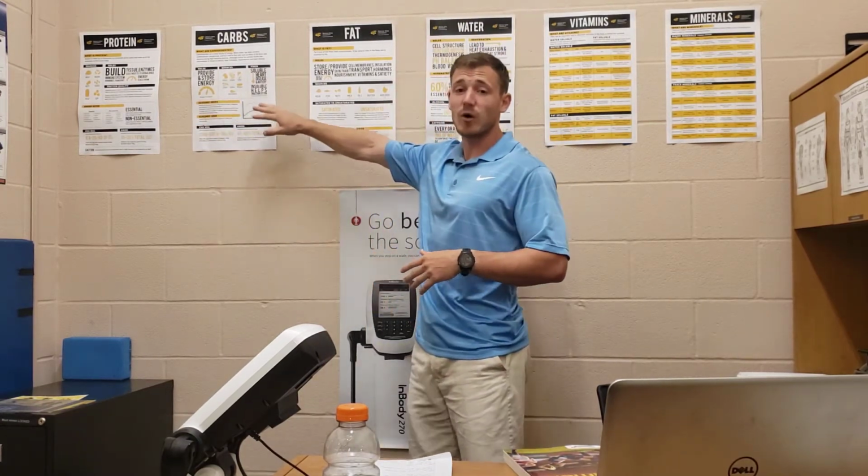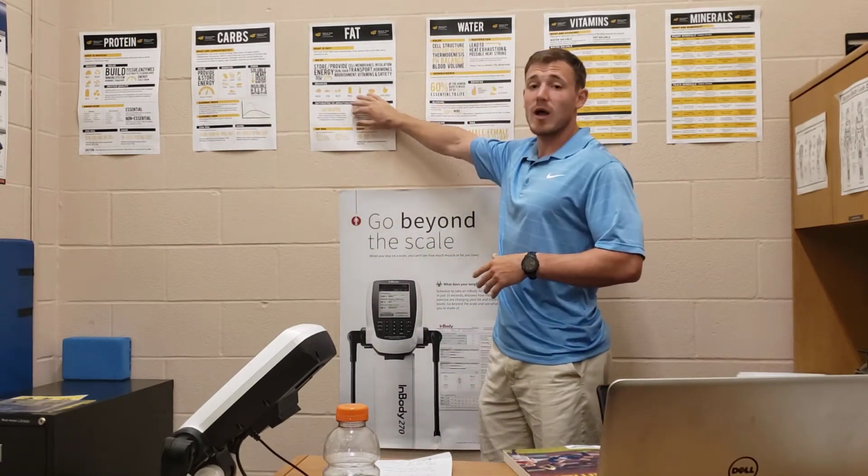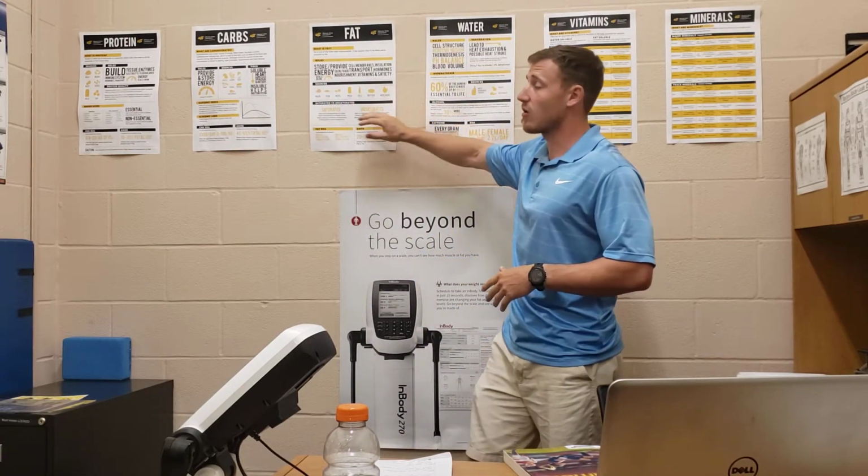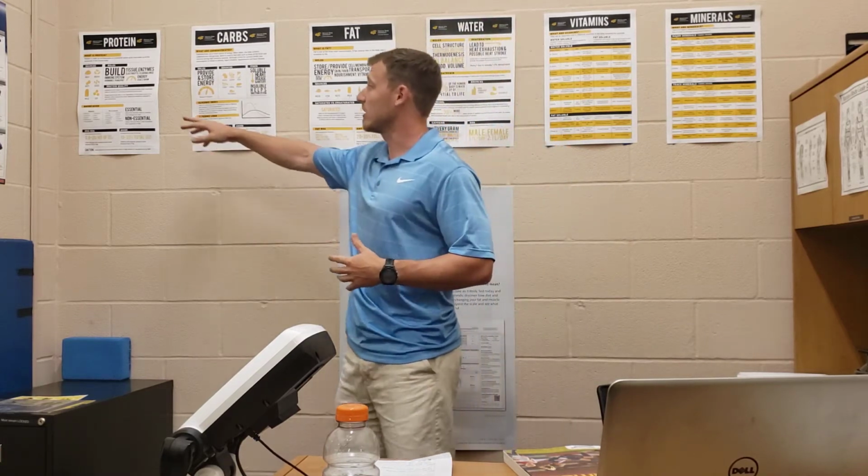They hold energy. Okay? Protein has 4 calories per gram. Carbs, 4 calories per gram. Fat, way more dense, 9 calories per gram. They do many roles in the body. Let's look at the protein.